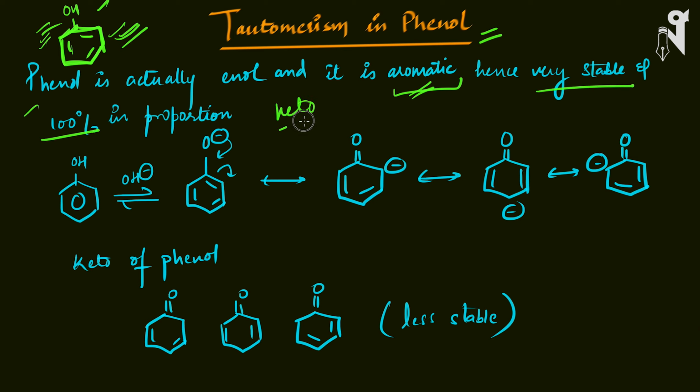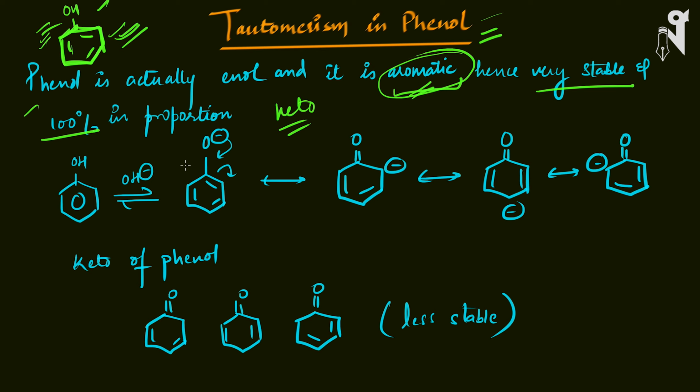not exist. Or even if it gets converted into its keto form, it does not remain in the solution for a longer time. So you can say it does not exist in the keto form, or the keto form is not sustainable because it is very, very less stable compared to its aromatic ring structure. How exactly does tautomerism take place in phenol?